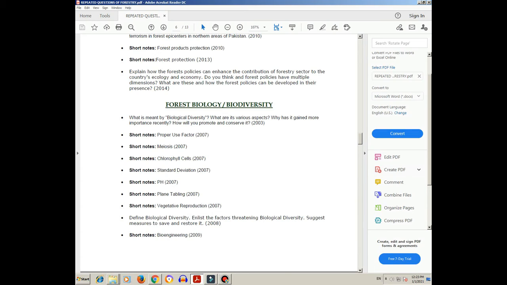2003 Short notes, Proper use factor. 2007 Short notes, Meiosis. 2007 Short notes, Chlorophyll cells. 2007 Short notes, Standard deviation. 2007 Short notes, pH. 2007 Short notes, Plain tabling. 2007 Short notes, Vegetative reproduction. 2007 Define biological diversity, and list the factors threatening biological diversity, suggest measures to save and restore it. 2008 Short notes, Bioengineering.